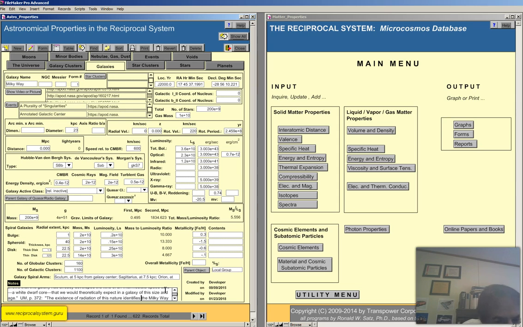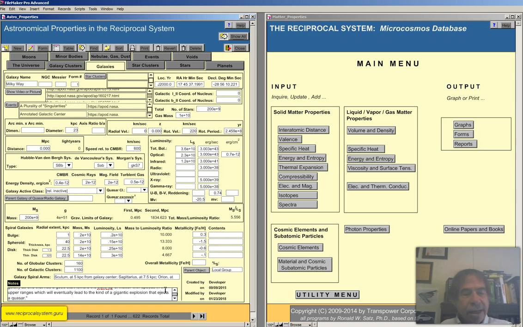Page 372. The existence of radiation of this nature identifies the Milky Way as a galaxy that has a good start toward the buildup of matter with speeds in the upper ranges, which will eventually lead to the kind of gigantic explosion that ejects a quasar. Okay, well, that's pretty lengthy. All right, so that covers galaxies in the reciprocal system.